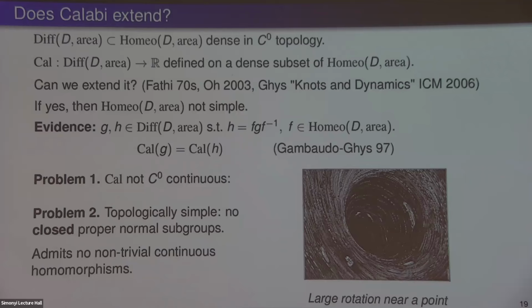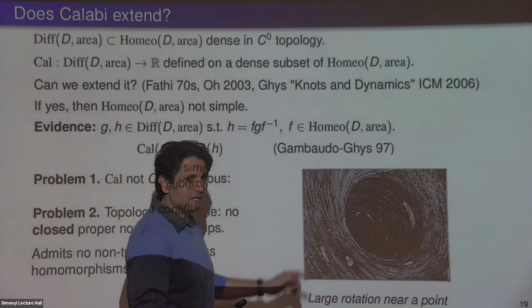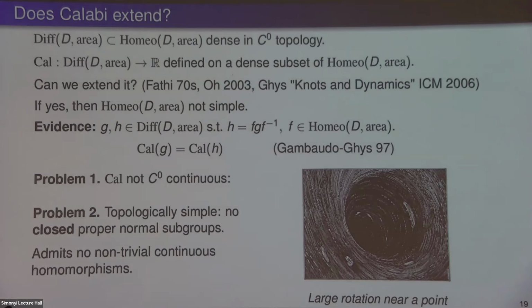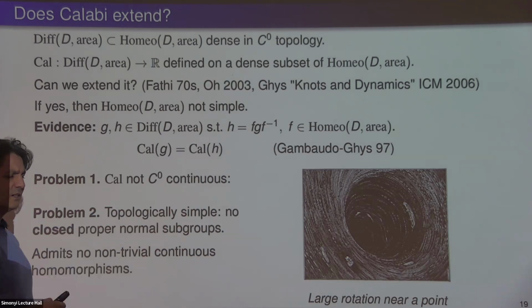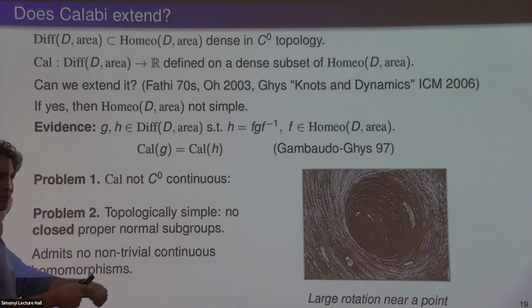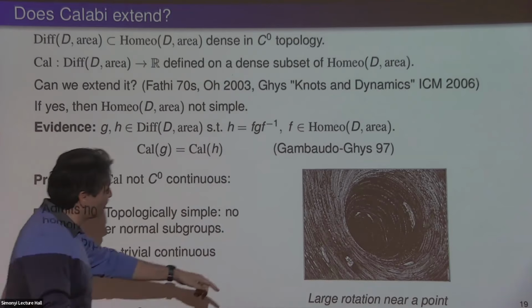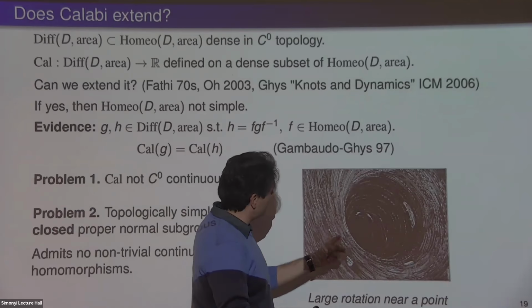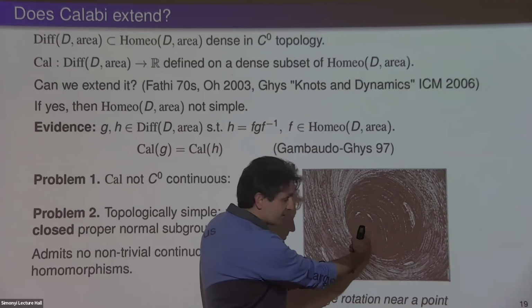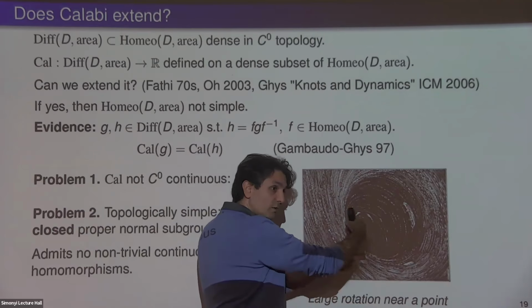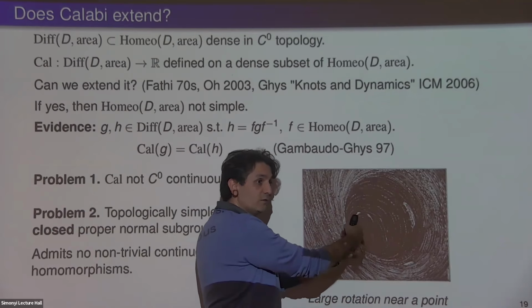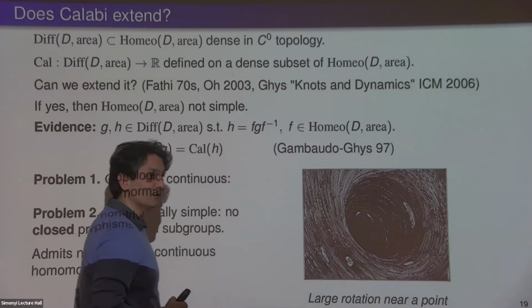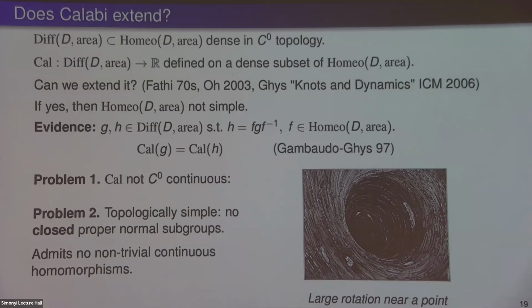What's the story behind the large rotation near a point picture again? This is a painting that Etienne used in his Bourbaki talk on the subject. I forget the name of the artist, but it's on the cover of a book by Edgar Allan Poe, staring the maelstrom in the eye, something like this. You should think of this as an area-preserving map of the disk that's rotating super fast. This is the center of the disk, and things are rotating super fast near the center. So you have a huge amount of rotation concentrated near the center of the vortex, and that's what leads to C0 discontinuity.